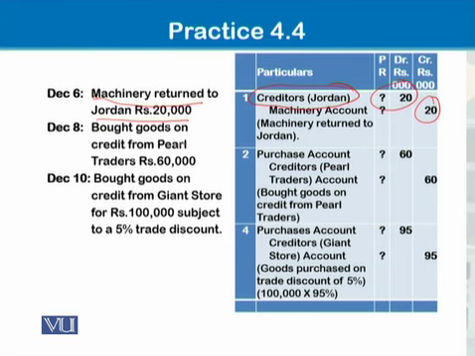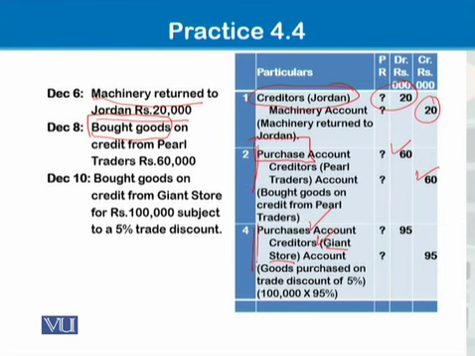Then bought goods on credit from Pearl Traders 60,000. When we have this information, bought goods, simply we have this accounting head with us, purchases. So purchases is an expense. Expense is increasing with 60,000 debit, and creditor liability, Pearl Traders account, would be credited with 60,000. Bought goods on credit from Jan store. Again, the transaction would remain for purchases. Therefore, purchase account debit and creditor credit, but here Jan store would be credited.